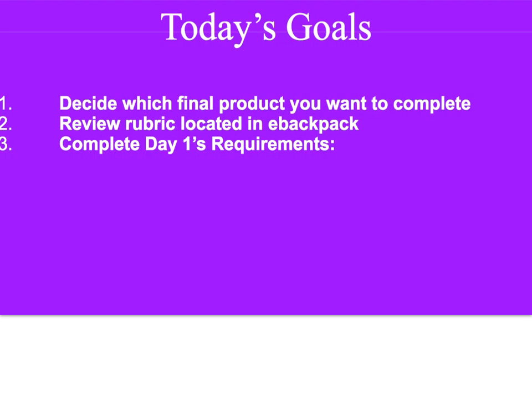Okay, so today's goals, obviously number 1, finish your notes and questions. Once you've done that, you're going to decide what your final product is, if you're going to work with a partner or solo, and if you are going to work with a partner, who that partner is going to be. Then you're going to go into eBackpack. You're going to review the rubric for the choice that you made, and you're going to complete day 1's requirements. So on that rubric, you'll see the pacing guide that tells you what you need to have done every day to stay on track, and then you'll see the rubric. And all rubrics for all 3 choices are on one document. So you need to scroll until you find the choice that you made.